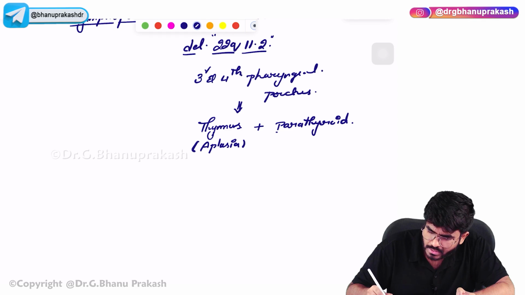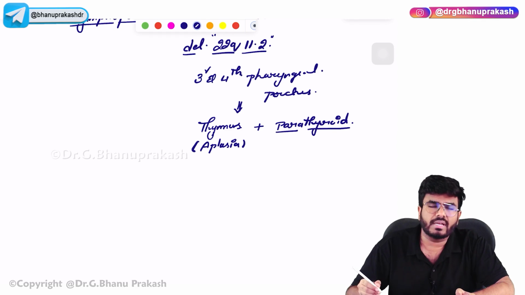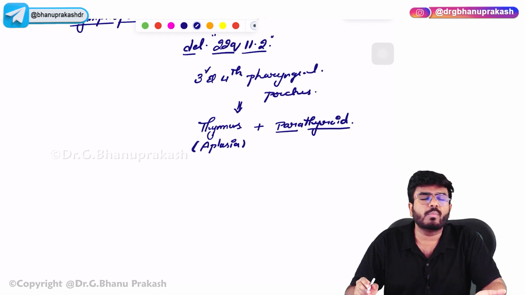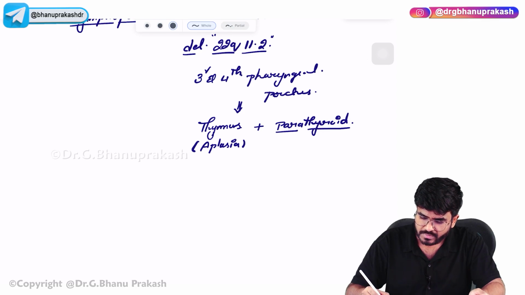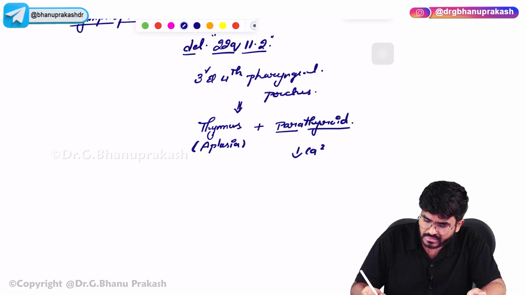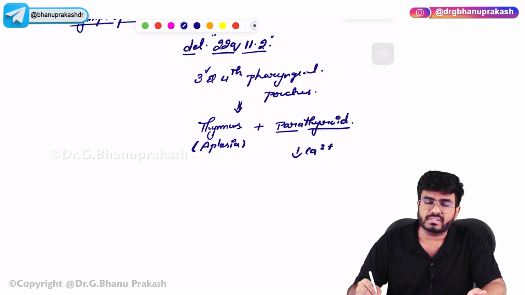The parathyroid glands are not going to be developed. Forget about the parathyroid here, because we are not concerned about it. If the parathyroid is not there, parathyroid hormone is not going to be produced, so these patients are going to have severe hypocalcemia. That's a totally different thing. These patients will suffer with hypocalcemia, less amount of calcium, because of parathyroid aplasia.